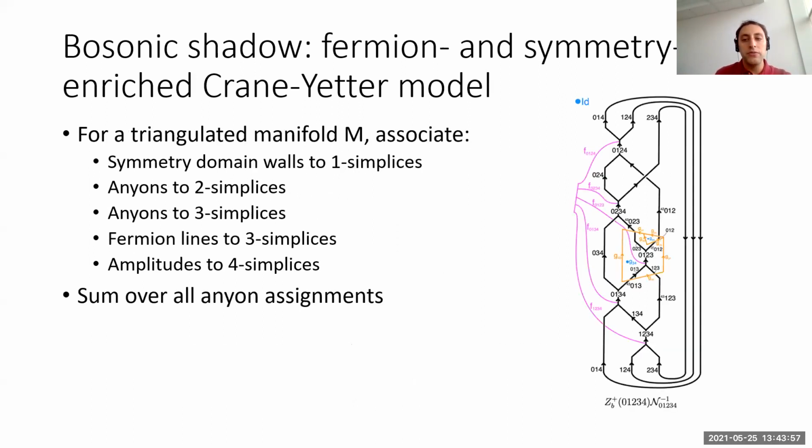So, just a very brief overview of what the construction involves: for a triangulated manifold, we have to associate a bunch of data to the different simplices: some anyons to 2 and 3 simplices that obey certain constraints, some symmetry domain walls to 1 simplices, fermion lines to 3 simplices, and an amplitude to each 4 simplex, which is given by a diagram using the modular tensor category graphical calculus, which I don't have any time to go over at the moment. And then the path integral is just a sum over all of the anyon assignments.